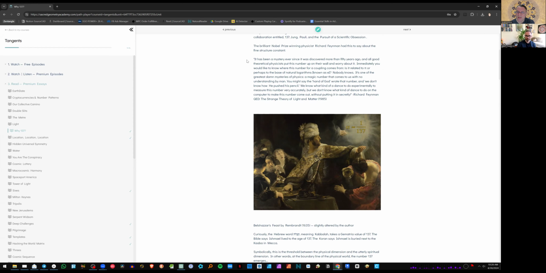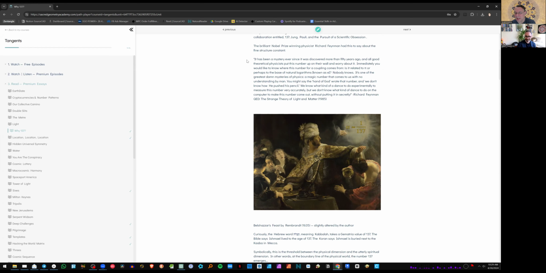It has been a mystery ever since it was discovered more than 50 years ago, and all good theoretical physicists put this number up on their wall and worry about it. Immediately, you would like to know where this number for a coupling comes from. Is it related to pi, or perhaps to the base of natural logarithms known as e? Nobody knows. It's one of the greatest damn mysteries of physics, a magic number that comes to us with no understanding by man. You might say the hand of God wrote that number, and we don't know how he pushed his pencil. We know what kind of a dance to do experimentally to measure this number very accurately, but we don't know what kind of a dance to do on the computer to make this number come out without putting it in secretly.